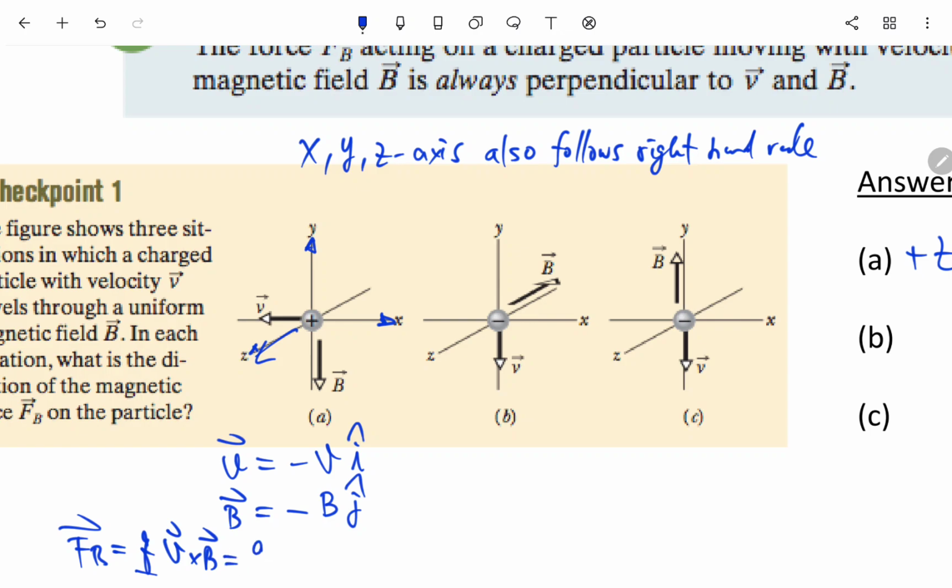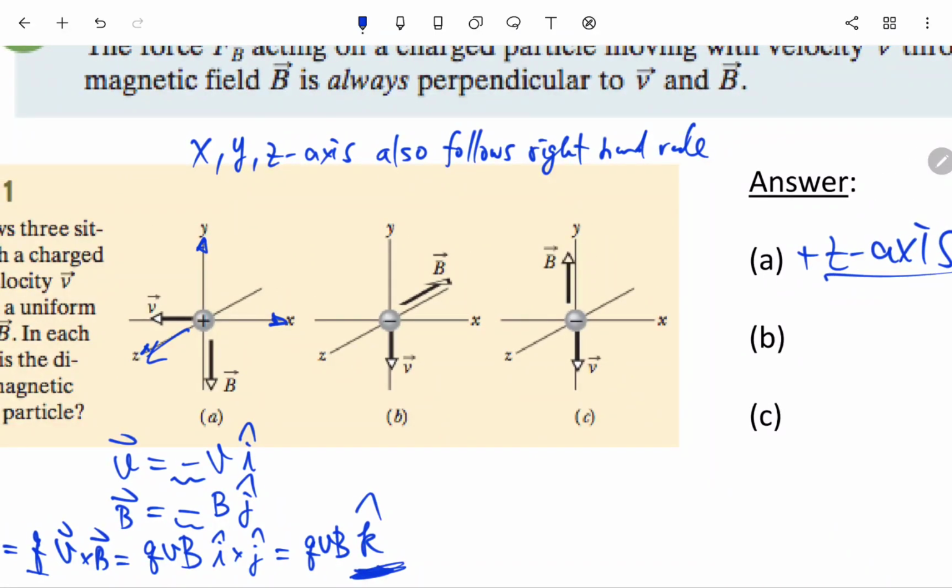Okay, this is positive, so this will be qvb, and then we have a negative times a negative, so a positive, and then i cross j. i cross j will be k hat. So it will be qvb k hat. In this case, k hat is the positive z-axis, which matches what we did before.